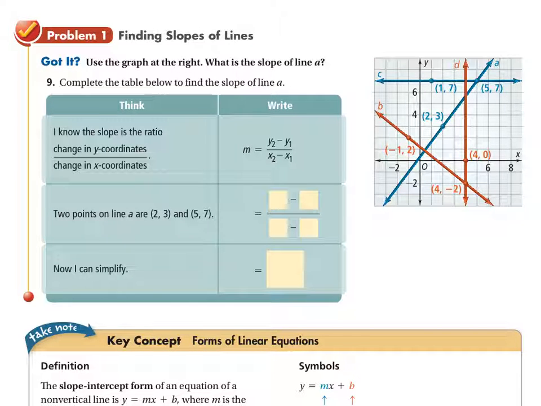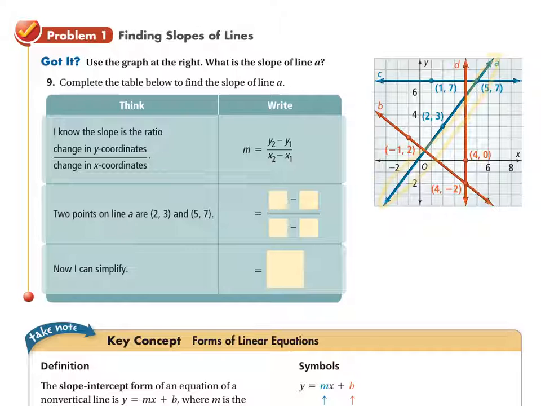All right, problem number 1. We're going to be finding the slopes of lines. So for this got it, we're going to use the graph at the right. What is the slope of line A? Well, there's an awful lot of lines going on here, but line A is this one. So we want to find the slope of that line. Well, we want to pick 2 points that are on the line. So it looks like we've got the point (5, 7) on the line and the point (2, 3) on the line. So those are the coordinates that we can use in our slope formula.